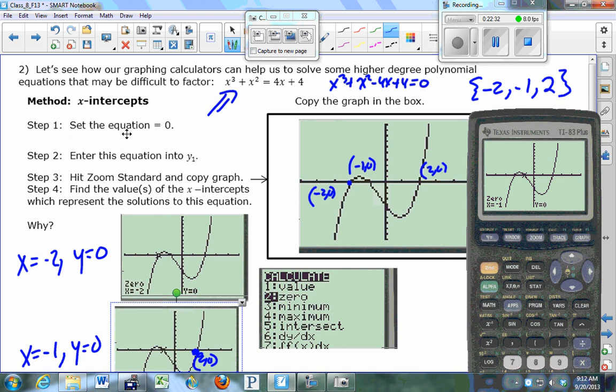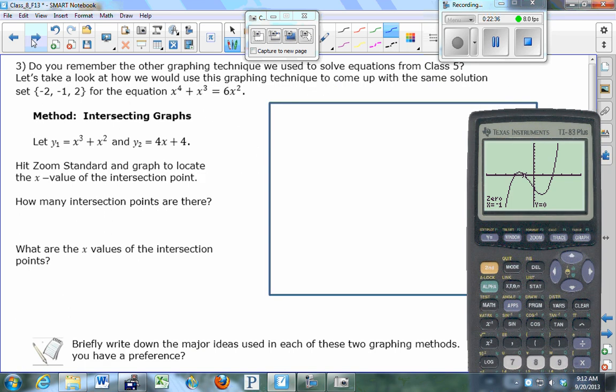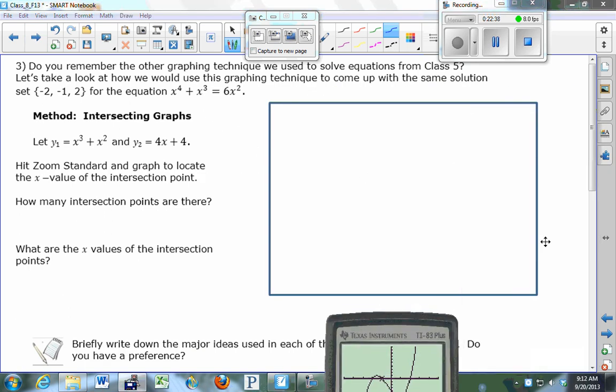Now, that's not the method we learned earlier. The method we learned earlier said, okay, so I want you to have this. This was back in class 5. Another way, so we know this is our solution set right here. We learned another way to find the solutions to that particular equation.